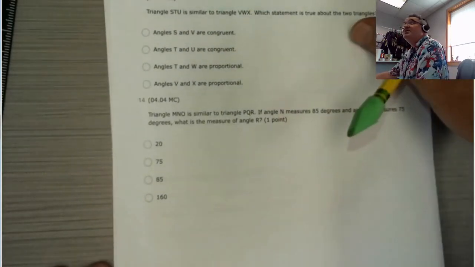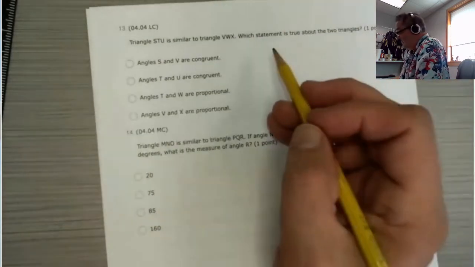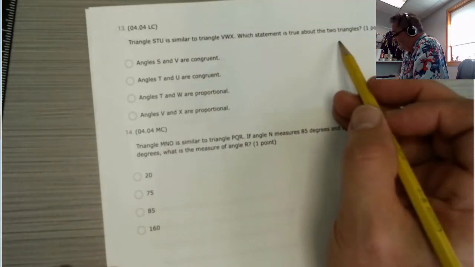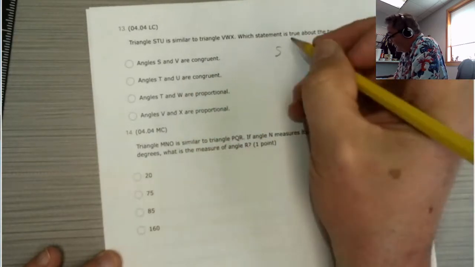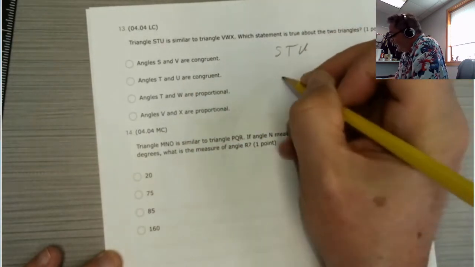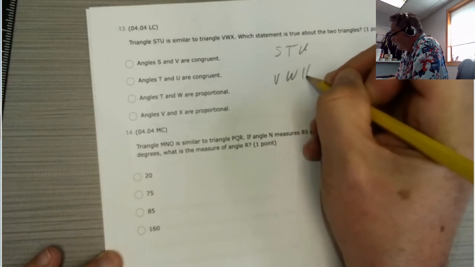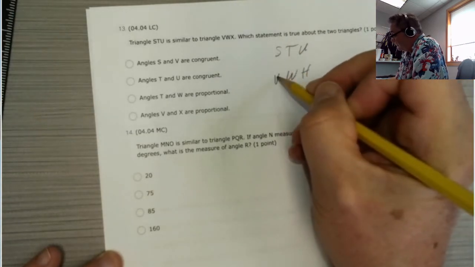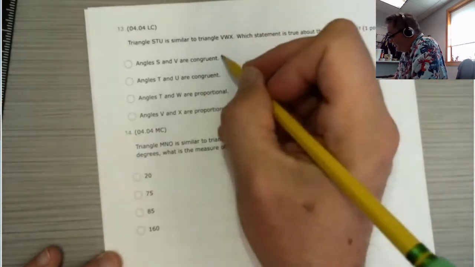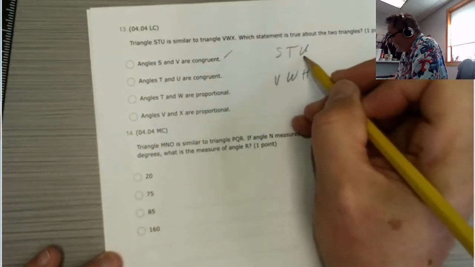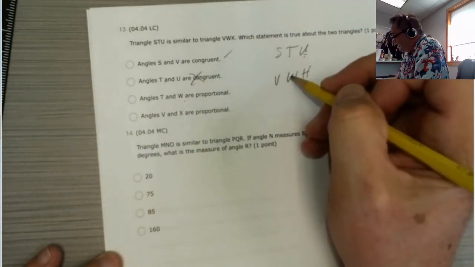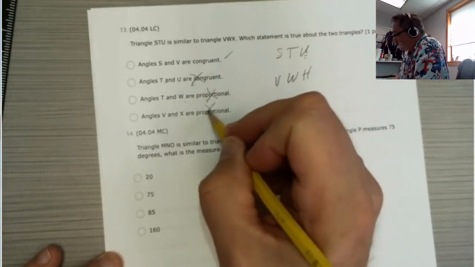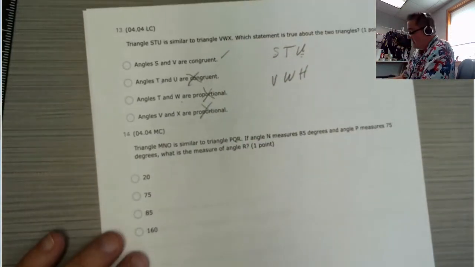Okay, triangle STU is similar to triangle VWX. Which statement is true about these? It says this is congruent, this is congruent, this is proportional, this is proportional. STU, VWX. S and V are congruent. That should be true. T and U are in the same triangle, we don't know that. T and W are proportional? No. They shouldn't be proportional. They should be identical. They should be congruent. That's the only one of those that's true.